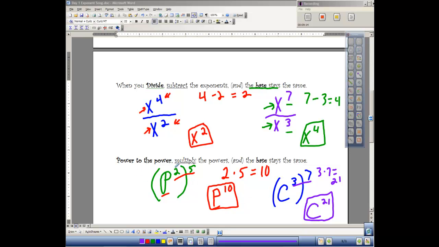Power to a power, multiply the power, and the base stays the same. C, 3 times 7 is 21. That's right. Okay, so let's move down to the next one. Okay, here we go.